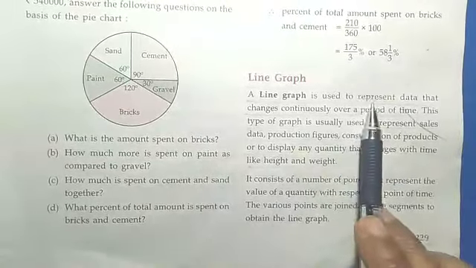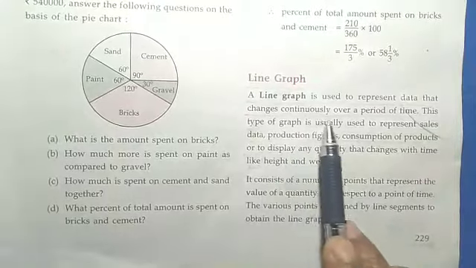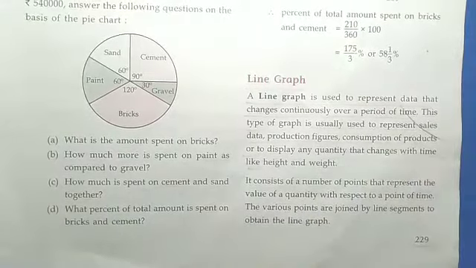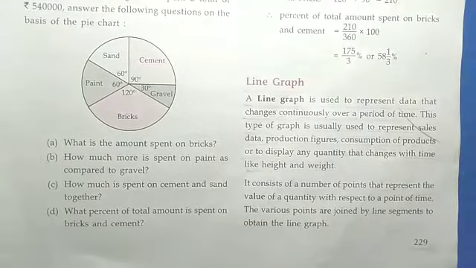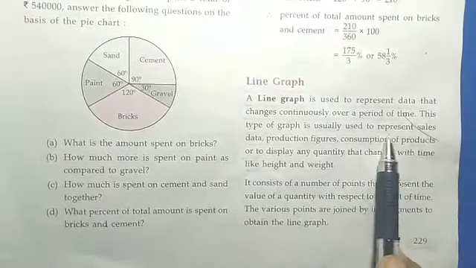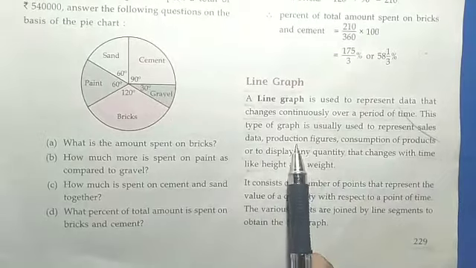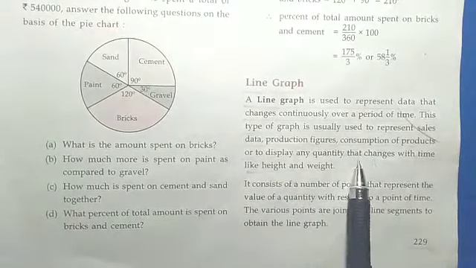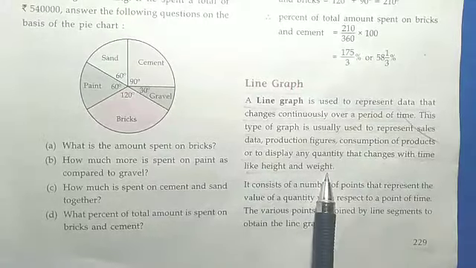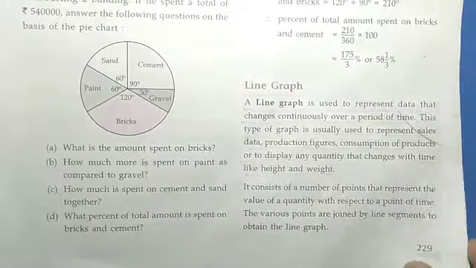A line graph is used to represent data that changes continuously over a period of time. This type of graph is usually used to represent sales data, production figures, consumption of products, or to display any quantities that change with time, like height and weight. So now let's see an example.